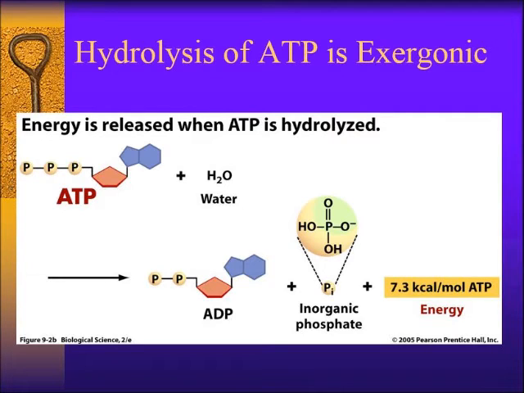As you remember, hydrolysis is that process by which you add water to make a molecule break apart. So if we add water to ATP, we can hydrolyze it to ADP plus an inorganic phosphate group that's now by itself, plus a certain amount of energy. In this case, 7.3 kilocalories, that's Calorie with a big C, per mole of ATP. A mole of ATP is equivalent to about 6 times 10 to the 23rd molecules of it.